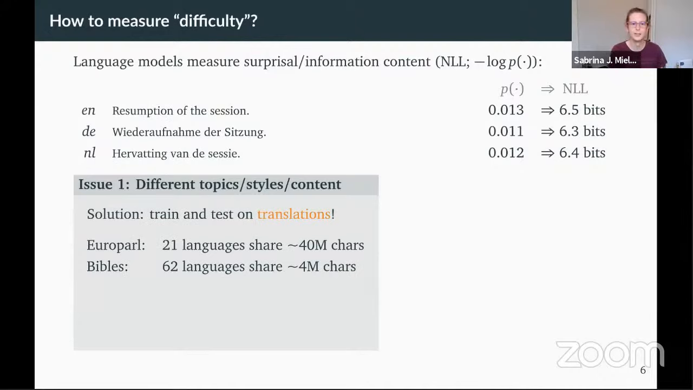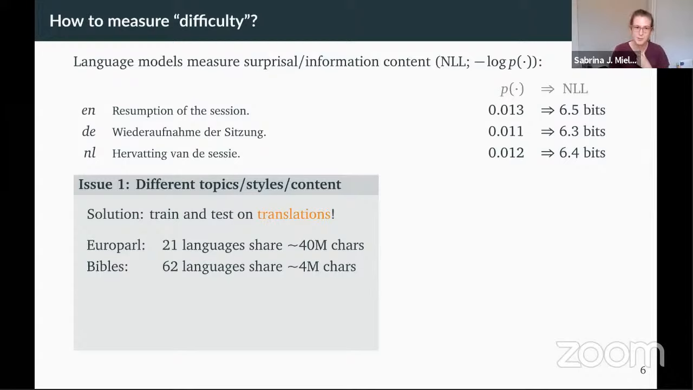And so what we do is we do all of this work on translations. If you're familiar with translation, you probably know Europarl. It's a corpus that has been used a lot, for better or worse, covering 21 European languages. It's transcriptions of the European Parliament discussions, and they're not all present in all 21 languages, but you can get a reasonably large subset in 21 languages. So this is 40 million characters, which is decent.